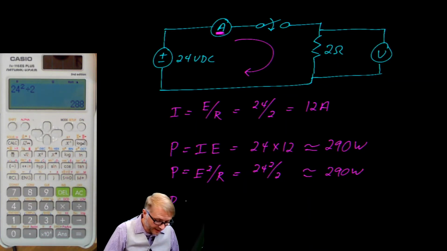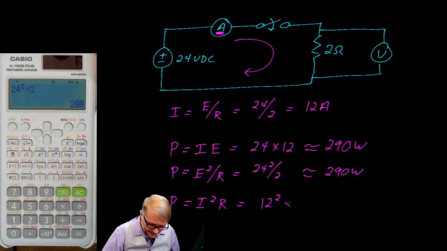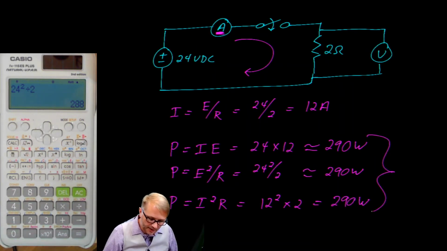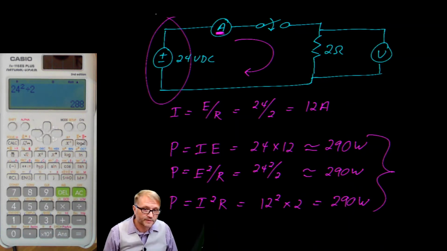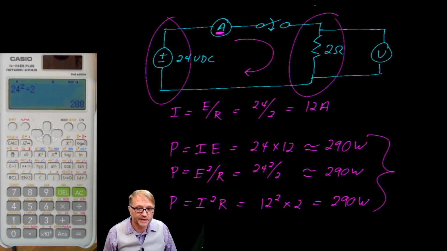We could also say that power is equal to I squared R, which is current, 12 amps. 12 squared multiplied by 2, and that's 144 times 2, which is about 290 watts again. And you'll notice it didn't matter which calculation we used. It was always 290 watts. You could say that 290 watts was provided by the source, and about 290 watts was consumed or dissipated by that resistor.